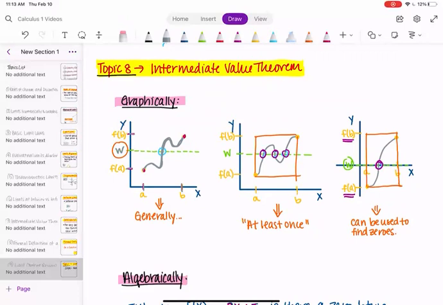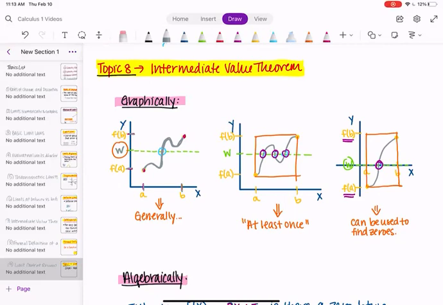I have to cross through every number between f of A and f of B if the function is continuous in that range, right? So I can't pick up my pen and skip a number. So I would have to cross every number. So that's basically why it's saying any W between those points, a limit will exist there.